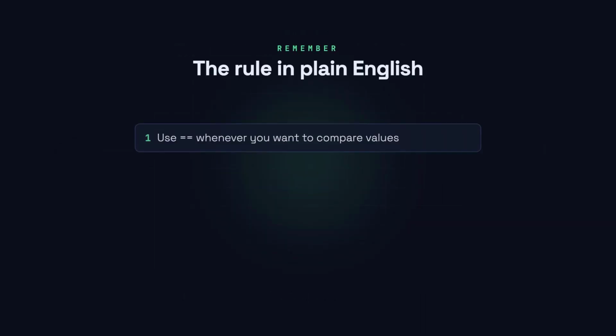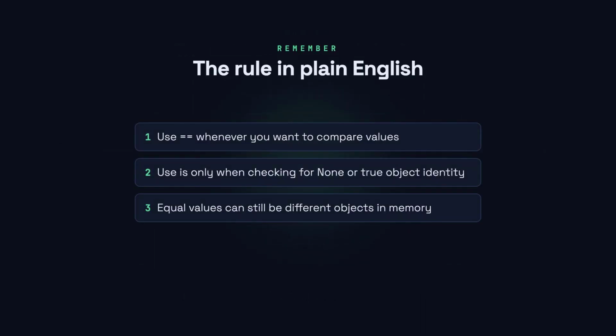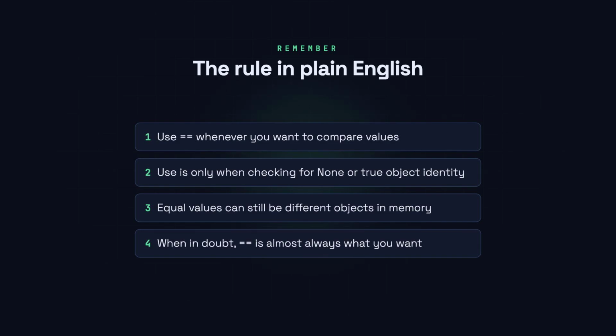Keep it simple. Reach for double equals when comparing values, and reserve is for None checks. Remember, equal does not automatically mean identical.